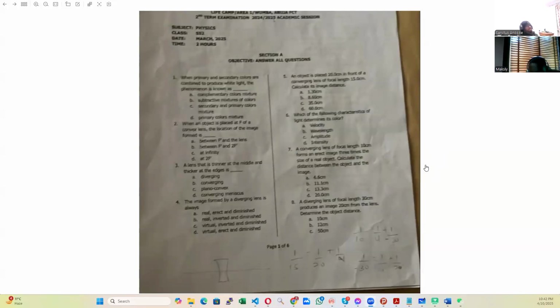Yeah, so the image is formed at infinity when an object is placed at f of a convex lens. The location of the image formed is at infinity.